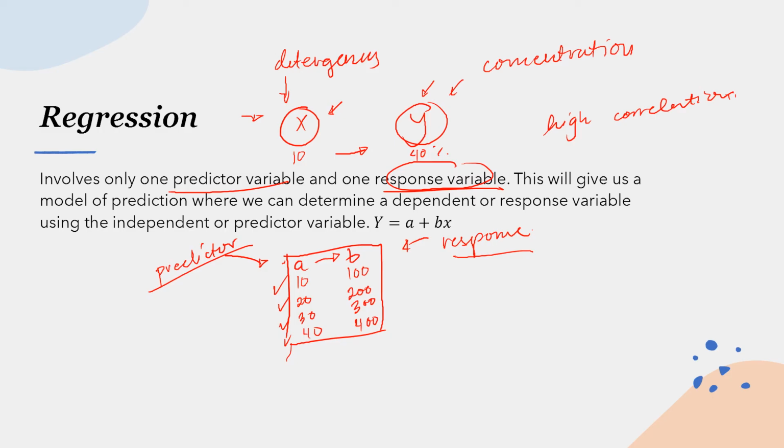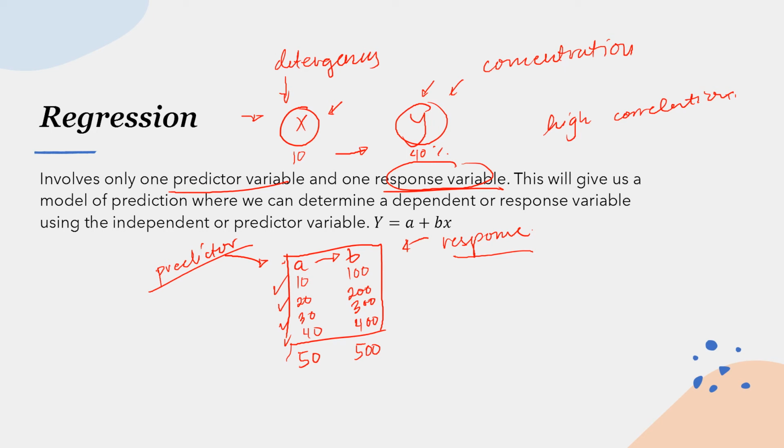Kapag nagbago daw po yung predictor natin, si A, anong mangyayari doon kay B? So, let's say, ang A natin ay naging 50. Okay, so very simple, no? Based on the correlation that we've established and the data we have, we know through common sense na ang katumbas ng 50 natin ay 500. Okay? So we have this established correlation.